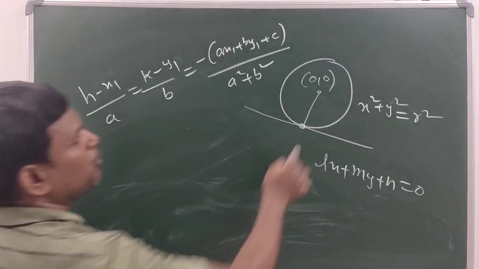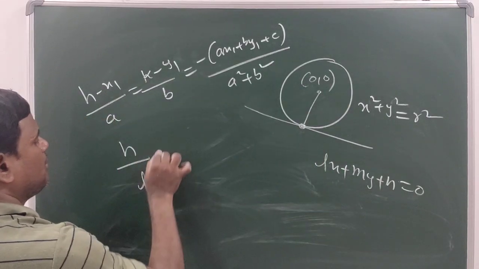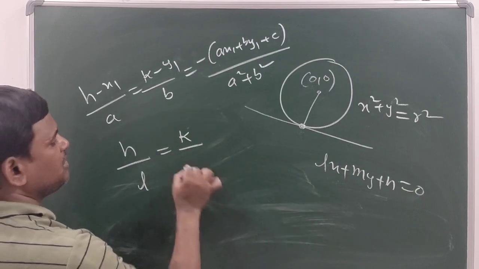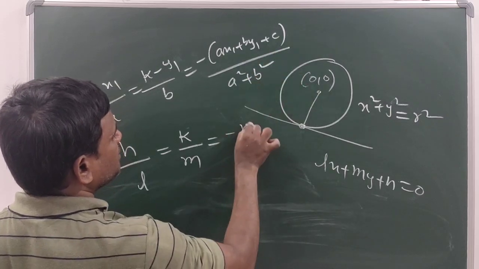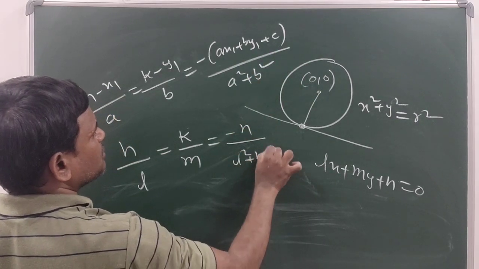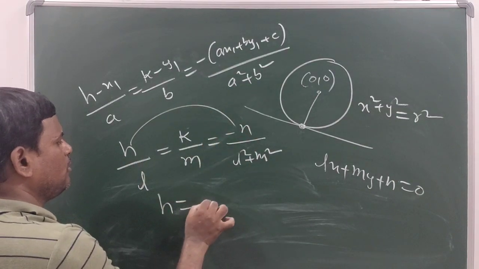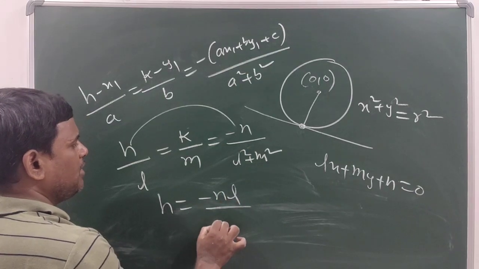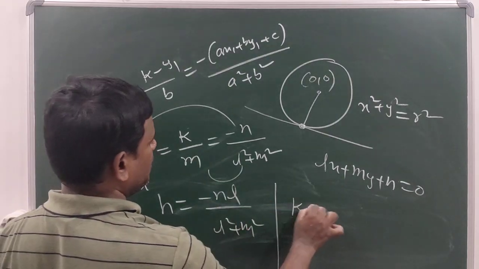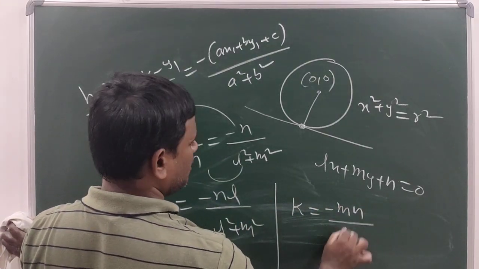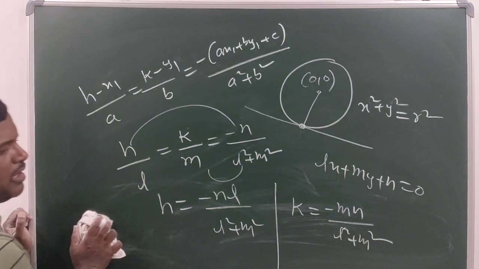So find the foot of the perpendicular from this point on this line. So here h by a means l, so k by b means m. Now this becomes 0. Here minus c means minus n by l square plus m square. Okay. So now we equate these two. Now h is equal to minus nl by l square plus m square, and k is equal to minus mn by l square plus m square. Okay? Right.